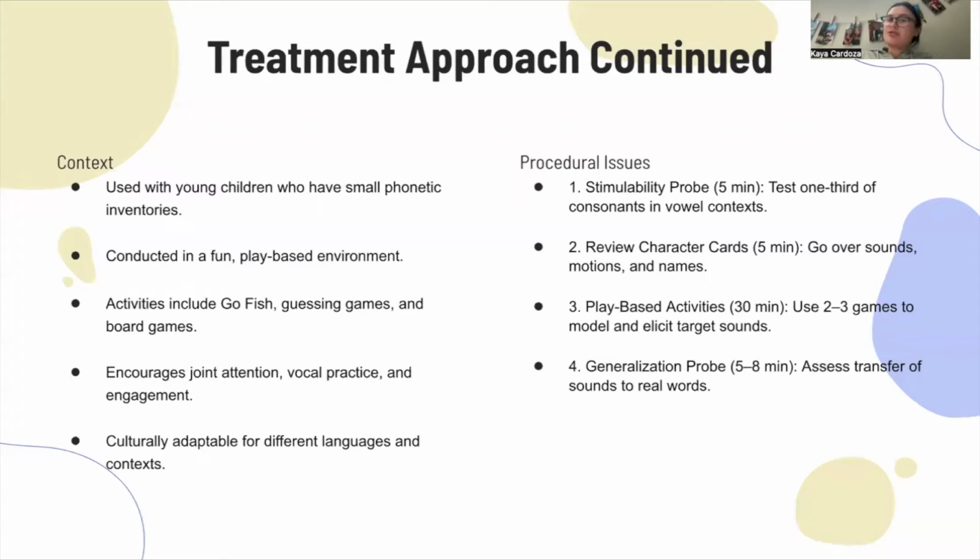For the procedural issues, the first one is the stimulability probe, and this is 5 minutes long. They test 1/3 of consonants in vowel context. And then the second one is reviewing character cards, which is also 5 minutes. So you go over sounds, motions, and names. Then the third one is play-based activities, which is 30 minutes long. And you use 2 to 3 games to model and elicit target sounds. And the last one is a generalization probe, and it's 5 to 8 minutes. And you assess transfer of sounds to real words.